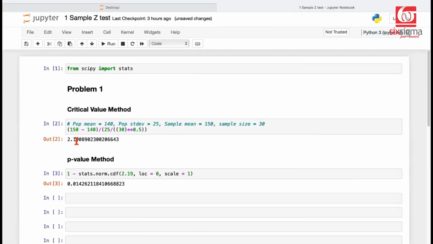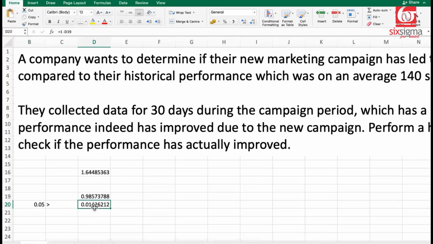So coming back, if we know this, all we have to do is use a function which is the same as the NORM.DIST in Excel. You have to do stats.norm.cdf, put this value, mean is 0, standard deviation is 1, and you get the probability at 0.014, which is exactly what you got when you used the NORM.DIST.